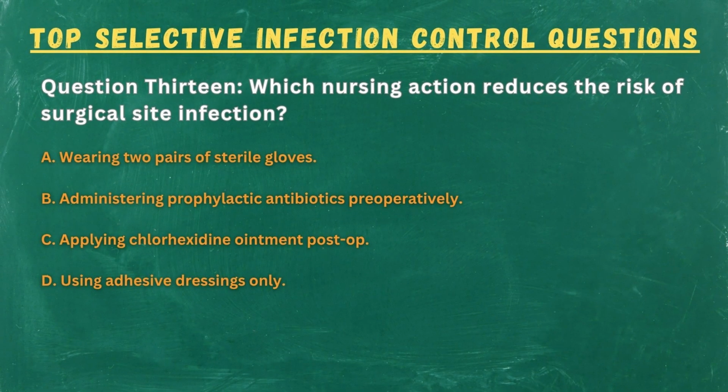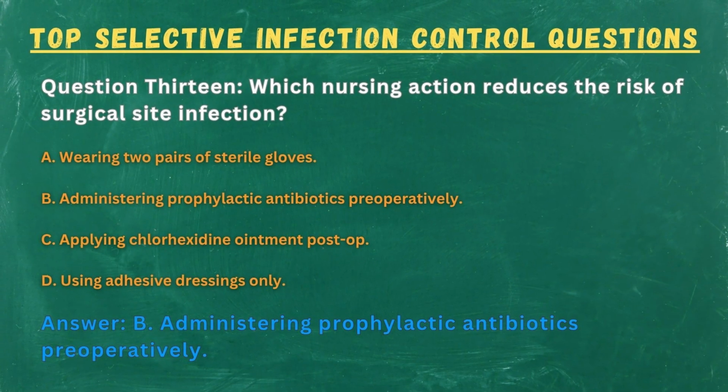Question 13. Which nursing action reduces the risk of surgical site infection? A. Wearing 2 pairs of sterile gloves. B. Administering prophylactic antibiotics preoperatively. C. Applying chlorhexidine ointment post-op. D. Using adhesive dressings only. Answer. B. Administering prophylactic antibiotics preoperatively.